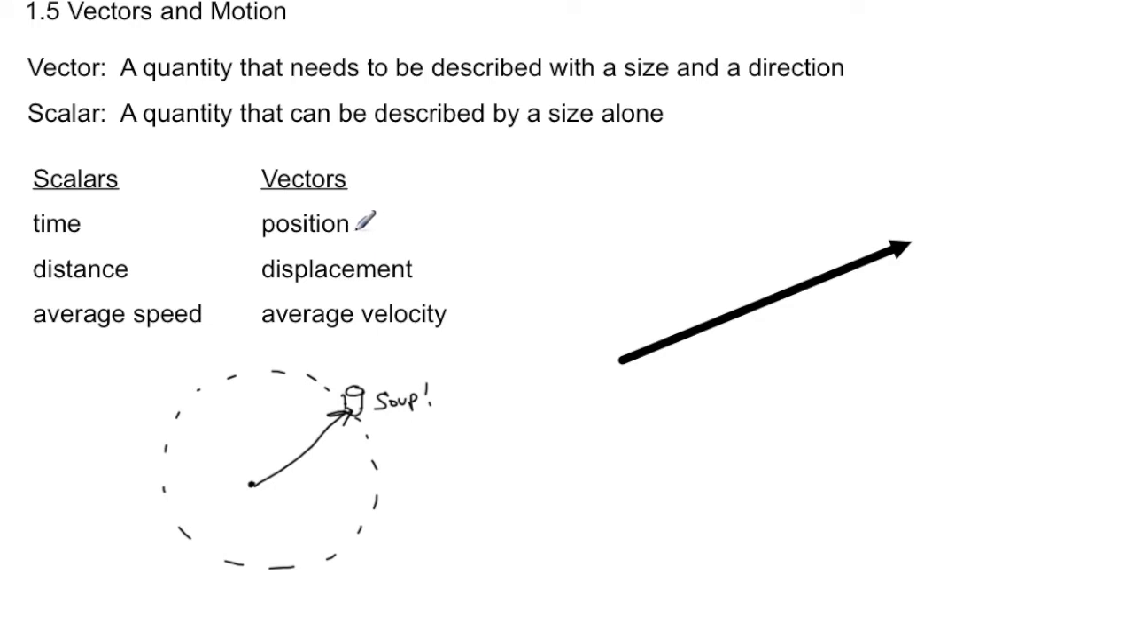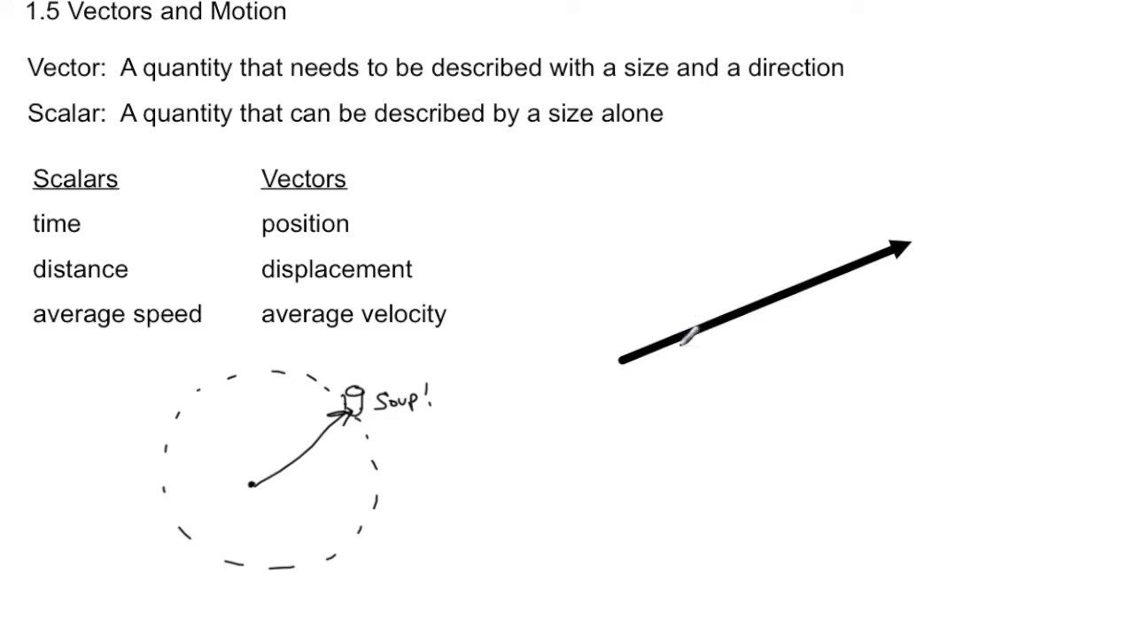Displacement, which is the change in position, is also a vector. It talks about your change in position and how far you've traveled and what direction you are from where you started. Average velocity, also a vector, has a direction associated with it. So we're going to use an arrow to represent a vector. A vector quantity, whether it's position, displacement, average velocity, or any vector quantity, can be represented with an arrow. This is a picture to represent it.